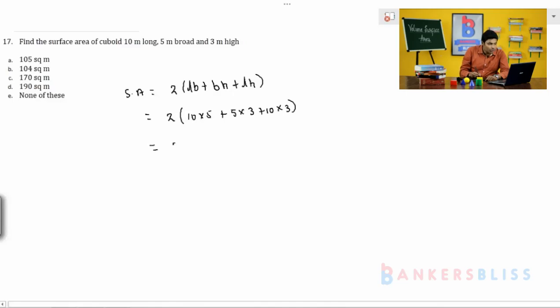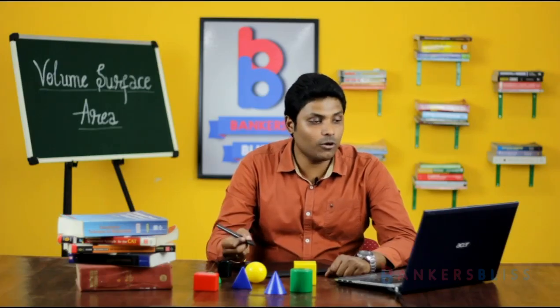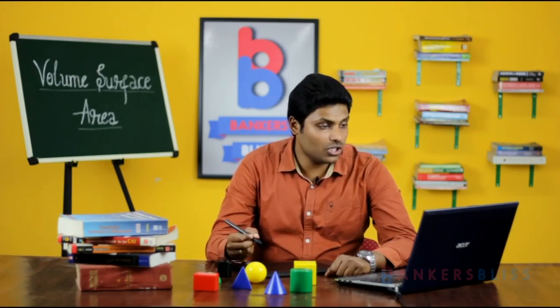So which is equal to 2 into 10 into 5, 50 plus 15 plus 30. So which is equal to 2 into 50 plus 15, 65, 65 plus 30, 95. So 95 into 2, 190. So your answer is 190 square meters. Option D is the right answer. Only thing is, you have to go with the formula and write down the values according to the notation, you are going to get the answer. Okay, let's move on to the next problem, problem 18.